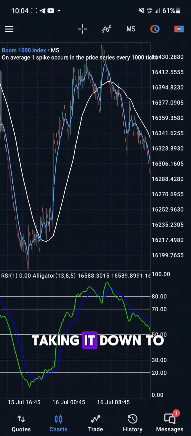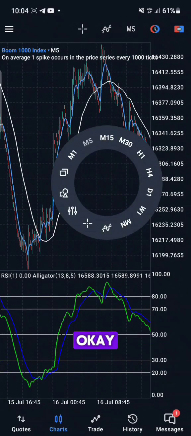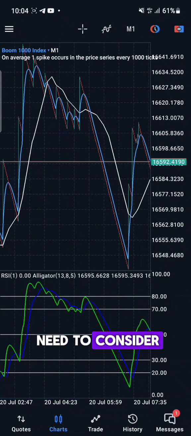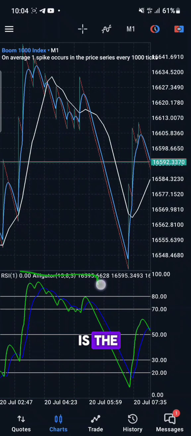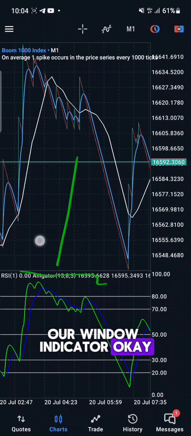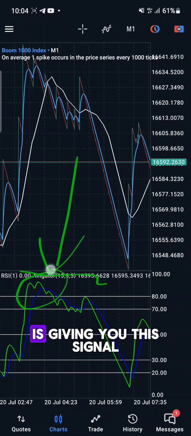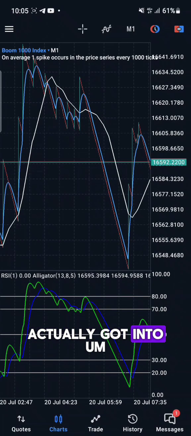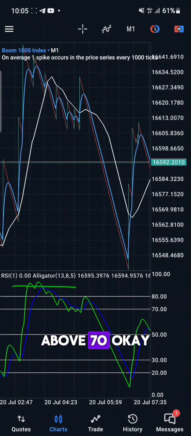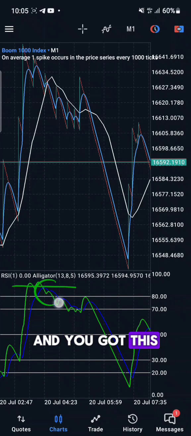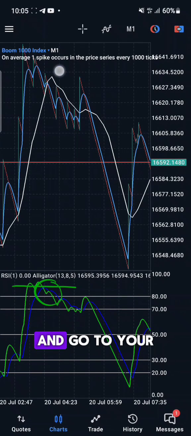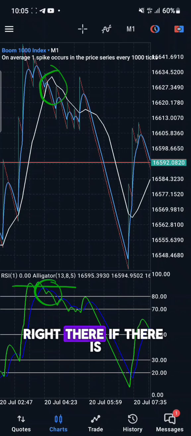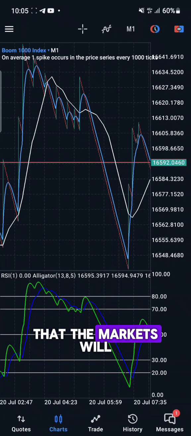Now I will be taking it down to 1 minute time frame. So this is 1 minute time frame. The first thing you need to consider on 1 minute time frame is the window indicator. If the window indicator is giving you this signal that the trend has got above 70, and you get this downward crossing, go to your main chart and check if there is a downward crossing right there. If there is, then you should know that the market will sell.